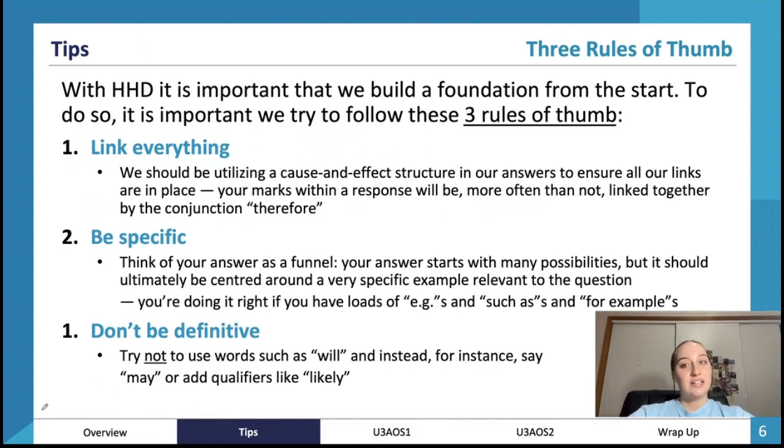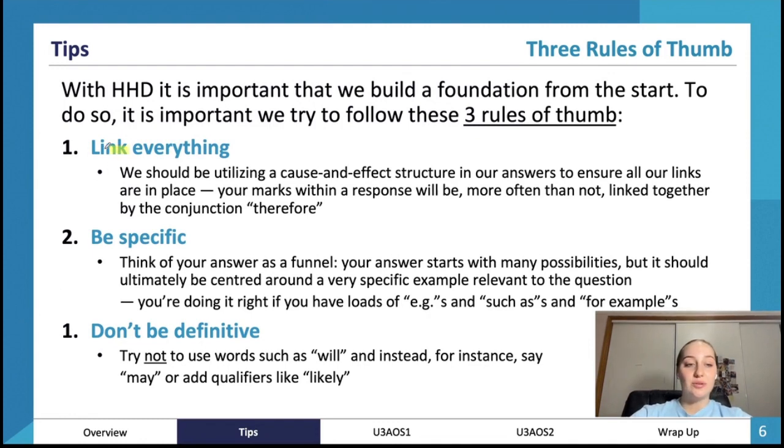So let's start off with some tips. There are sort of three rules of thumb with Health and Human, and it's important that we build a foundation from the start. So here are three guidelines that can help you, because the structure for Health and Human is a bit weird. It's very wordy. If you're like English, you might like the way that you structure answers in this subject. It's not quite as sciencey as PE or Bio or anything like that, but it is very wordy.